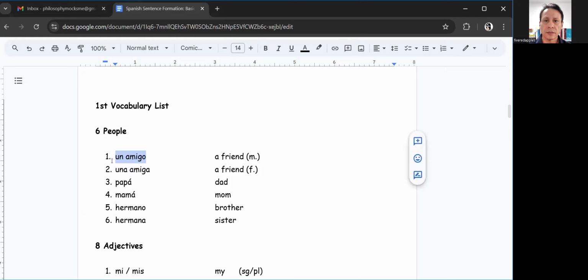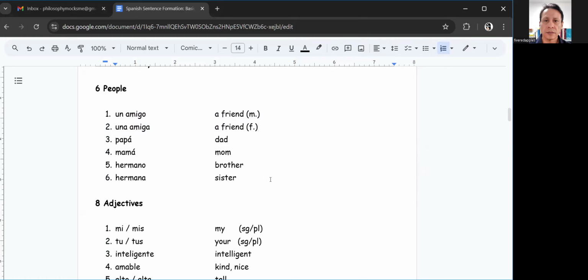So, un amigo. Un is a, basically. It's the article a, but in Spanish we have the feminine and the masculine article. So, un is masculine, a, because amigo is for males. The O ending generally in Spanish is for males, and the A ending here, as you can see, for amiga is for females. So, un amigo, a friend, una amiga, a friend, feminine. I feel like Americans know, even if we pronounce it like amigo, hey amigo, right? But we know what the word is.